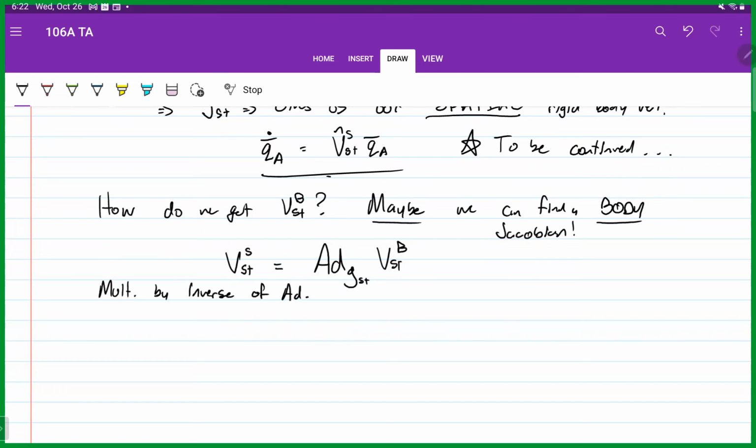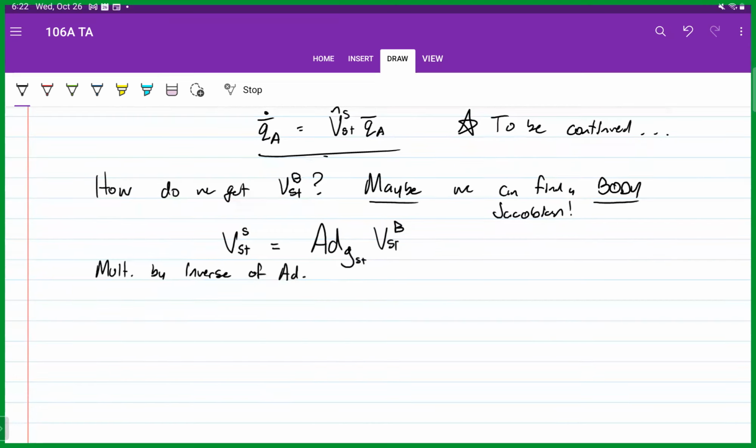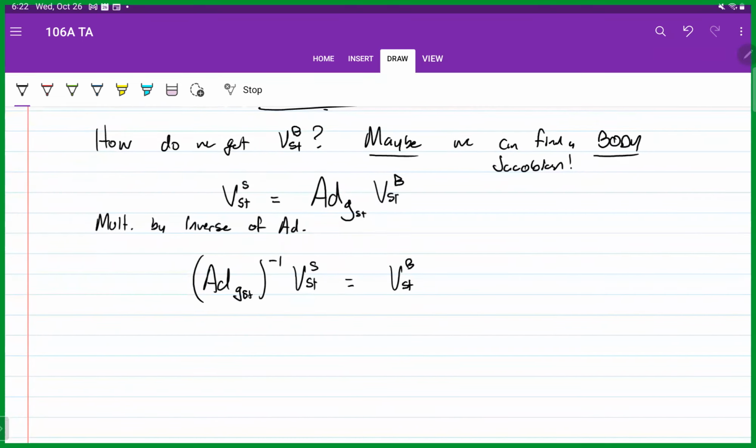So let's multiply by the inverse of the adjoint. Just remember that the adjoint is a normal 6 by 6 matrix. It's something that we can invert. When you see it with the special notation with g_st down there, don't get swayed by that. Just remember it's an actual 6 by 6 matrix, just like any other. So let's invert it and put it on this side: adjoint of g_st inverse times V_st spatial equals V_st body. There's a nice fact that the inverse of an adjoint is the same thing as the adjoint of the inverse of the transformation. So this is the same as just writing adjoint of g_st inverse. It's a little bit cleaner.